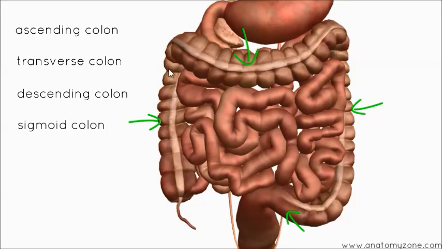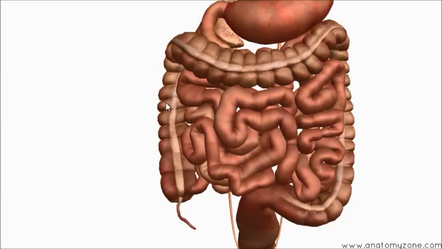So where the ascending colon meets the transverse colon, there's this kind of bend. These bends are called flexures. The liver sits over this right side, so this bend is given the name the hepatic flexure, hepatic referring to the liver.